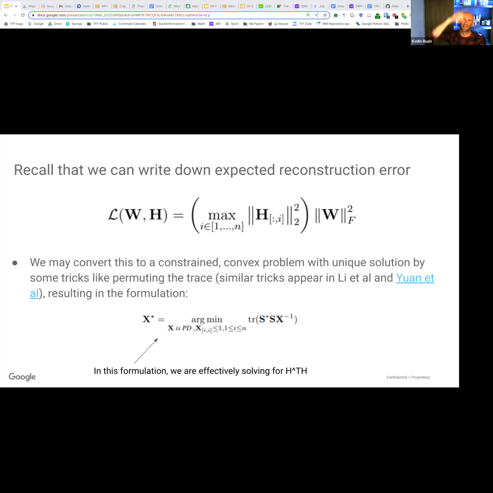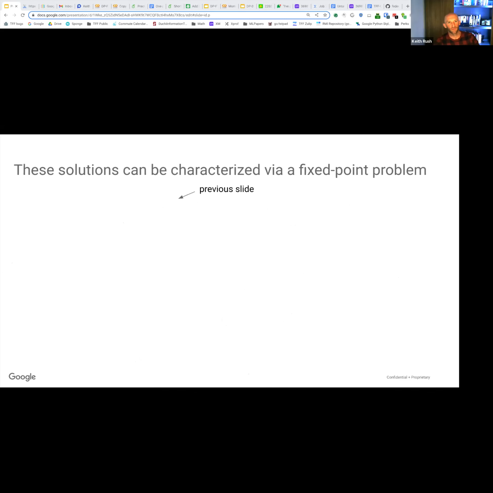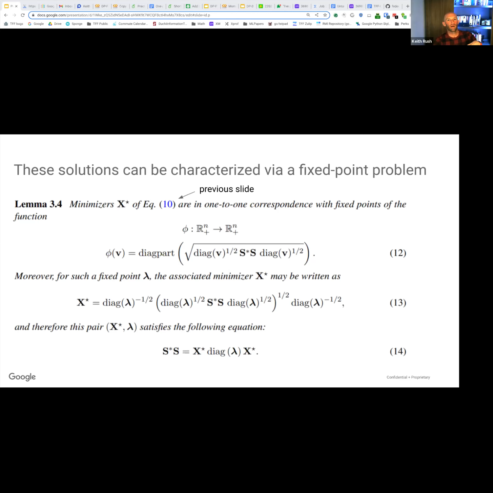You should think about that as being analogous to 1 over x is convex if x is positive, right? So that's basically what's going on here. So this is a linearly constrained, strictly convex problem. So you can solve it, or you can analyze it and characterize the solutions in terms of a fixed point problem. So there's a unique solution to that optimization problem we had on the previous page, and you can express the solution as this.